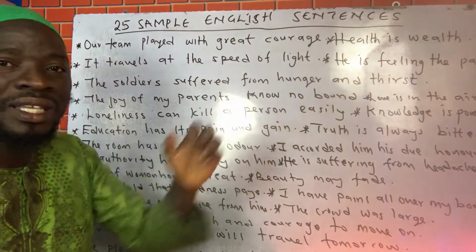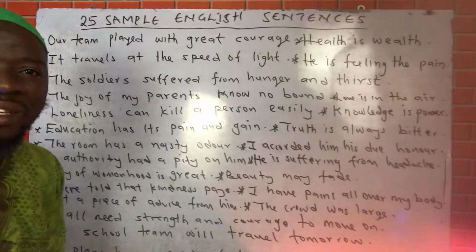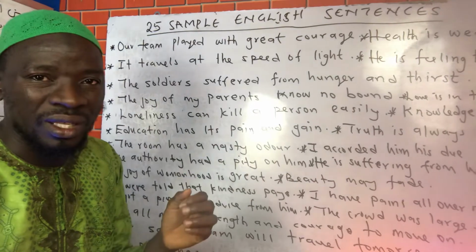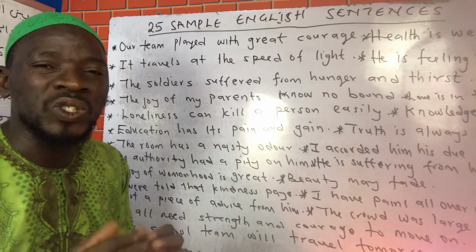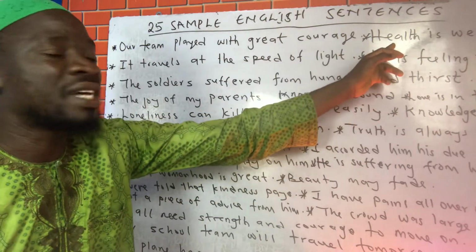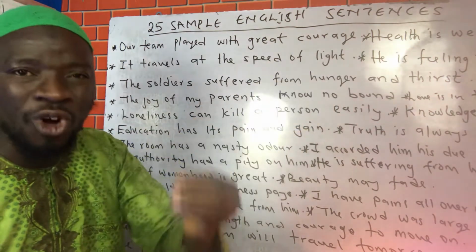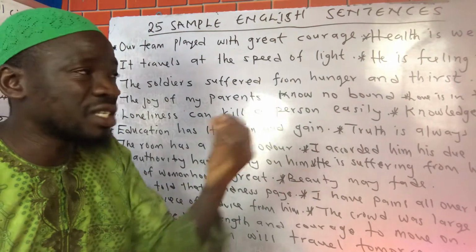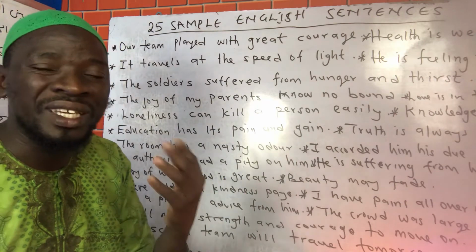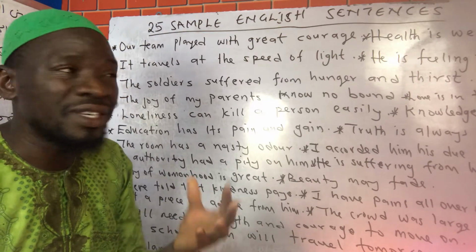Then the second example sentence is: health is wealth. Health is wealth. الصحة غنى. We can see that health is the subject of the sentence, then wealth is the object. The word is is a verb. It is the auxiliary verb, that is the helping verb, but in this function it stands on its own. Health is wealth.